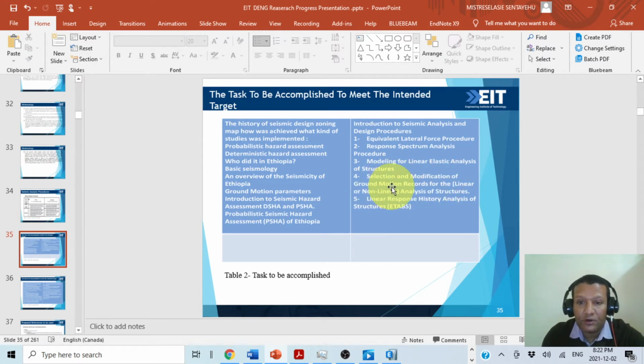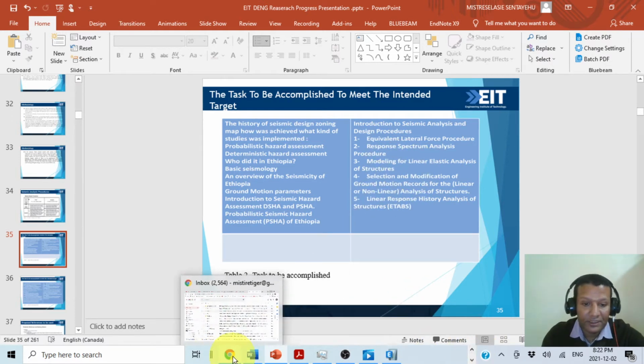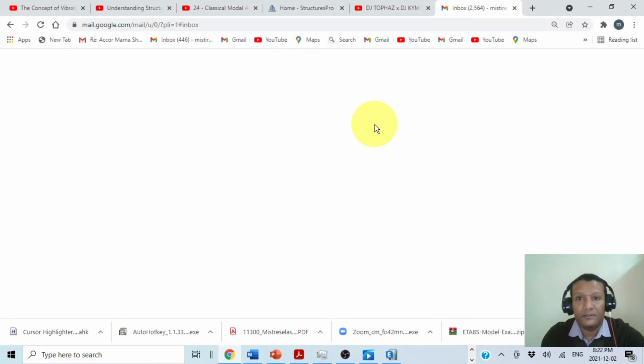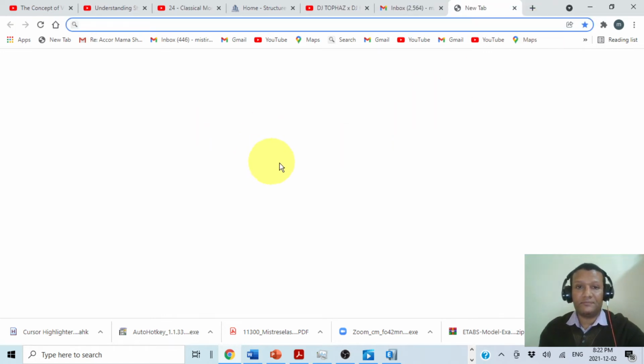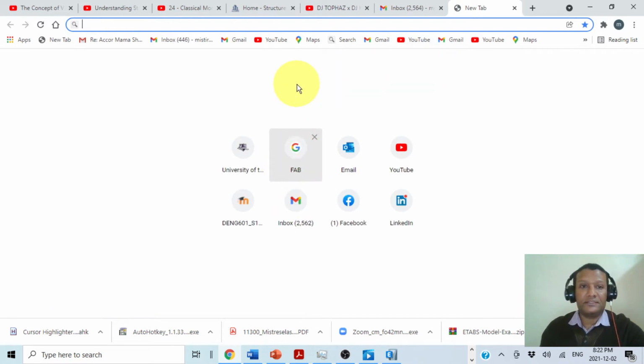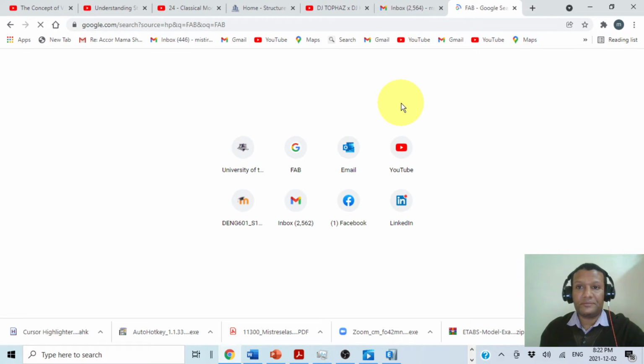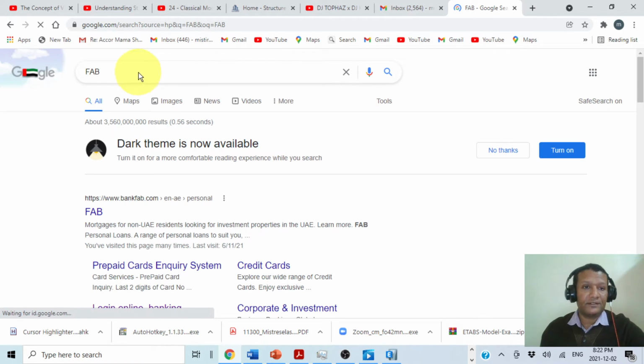Selection and modification of ground motion record for linear or non-linear analysis of structure. I will show you how we will extract from the PEER website. For example, I can go directly online and open the PEER website, but we will discuss it when I come to linear time history analysis and non-linear time history analysis, how I extract it. We will see it.